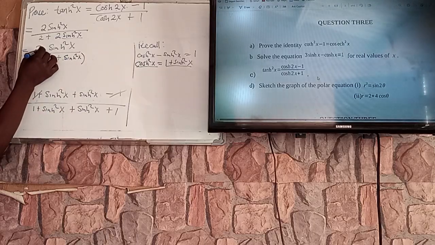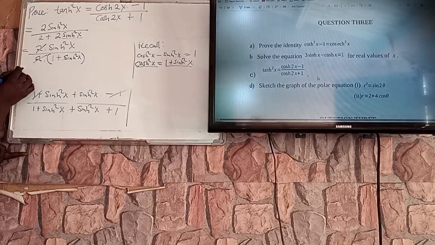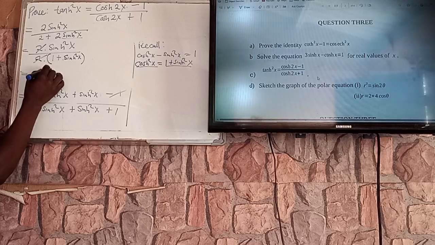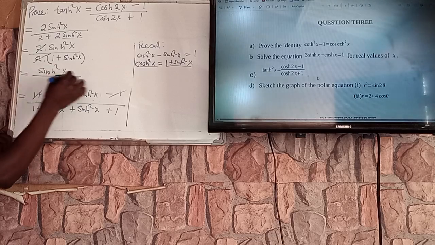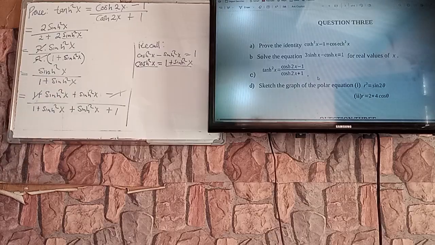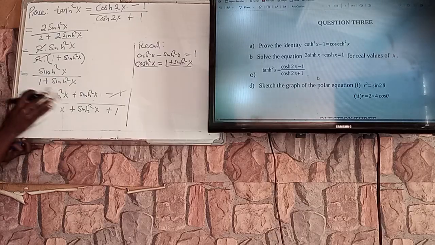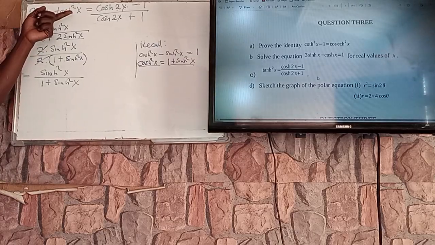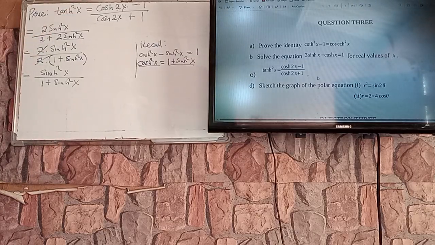So this is multiplication here, this is multiplication here, means 2 divided by 2, they can go out. We'll now remain with sine squared x over 1 plus sine squared x. Now, how do we simplify that one so that by the end of the night we end up with our left hand side, which is our desired solution?